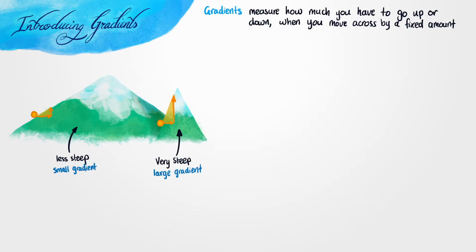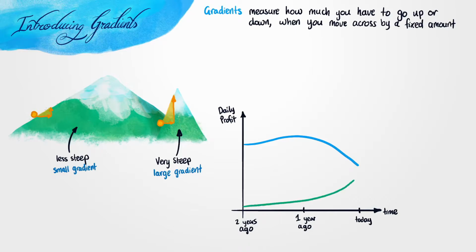Now gradients can do way more than just measure the steepness of a mountain. For example, let me go ahead and show you the profits of two businesses over the last 2 years. Now when you look at the profits of both business A and business B, you notice that business A has consistently made more profit than business B for the whole of the last 2 years. However, if I asked you to predict the future, if I asked you within a year, who do you think is going to make more money, business A or business B, wouldn't you be inclined to pick business B?